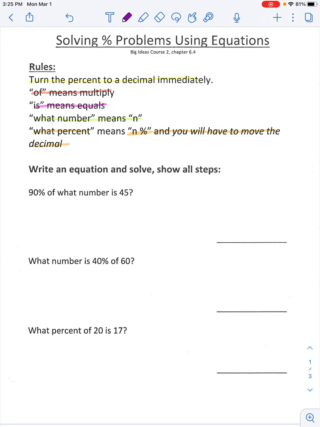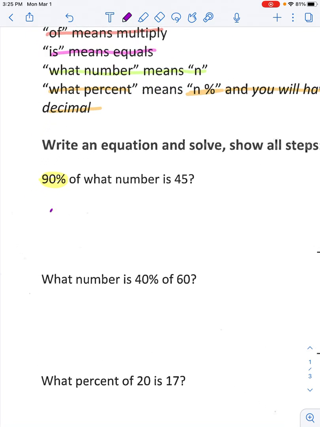It says 90%, okay? As soon as you see a percent, what do you do? You're going to immediately turn it into a decimal. 90% as a decimal is 0.9. You move the decimal twice to the left, 0.9 or 0.90, okay? Of means multiply. What number? As soon as you see what number, that's where you throw your variable. Is means equals 45.